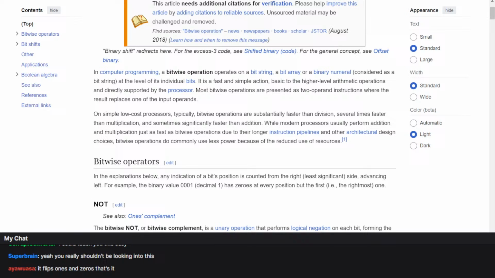Chat says it flips ones and zeros, and I shouldn't be looking into this. Okay, well then I'll ask this. It's not an exponent, but when you have the caret symbol and then you have like 3 or 4... Chat says I told you the name of the thing already. I don't remember.